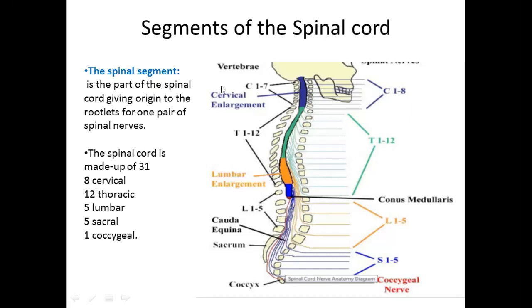What are the cord segments? The cord segments are 31 segments: 8 cervical, 12 thoracic, 5 lumbar, 5 sacral, and 1 coccygeal segment. And this number corresponds to the number of pairs of spinal nerves. Note here there are 8 cervical cord segments and 8 pairs of cervical nerves, but there are only 7 cervical vertebrae.